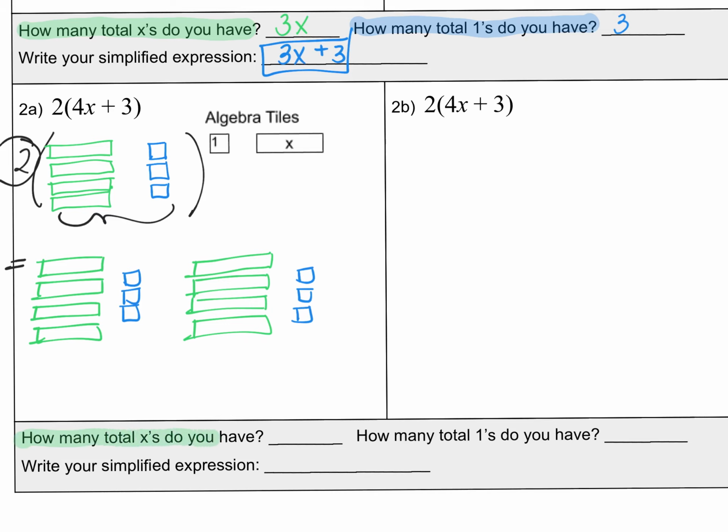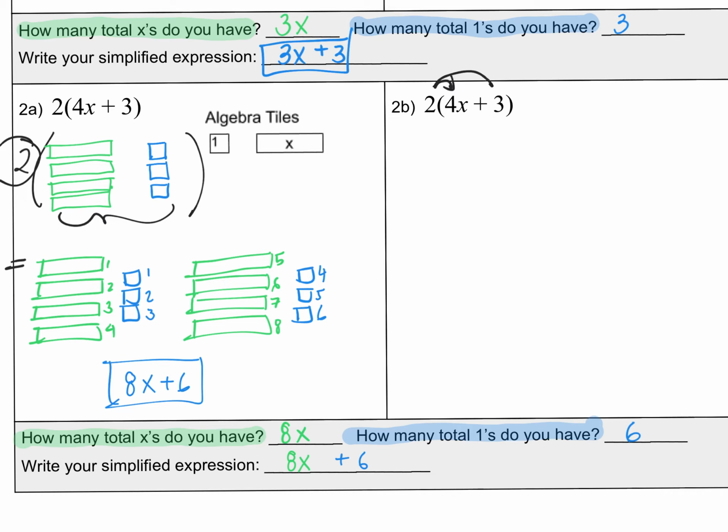How many total x's do you have? 1, 2, 3, 4, 5, 6, 7, 8. I have 8 x pieces. How many total ones do I have? 1, 2, 3, 4, 5, 6. I have 6 ones pieces. So my simplified expression is 8x plus 6. So we were able to get that using algebra tiles. We can also get that using algebra.